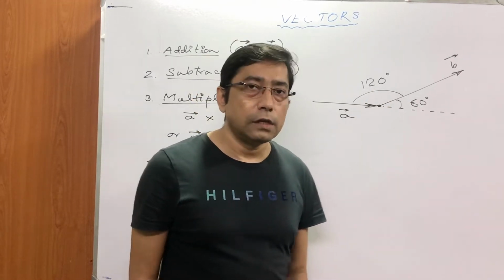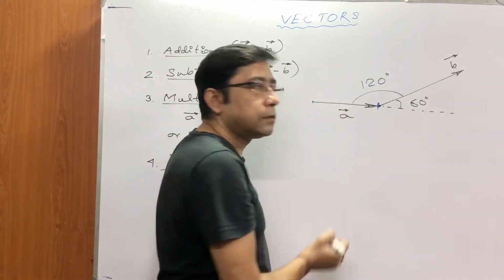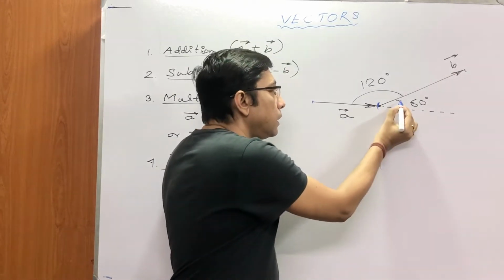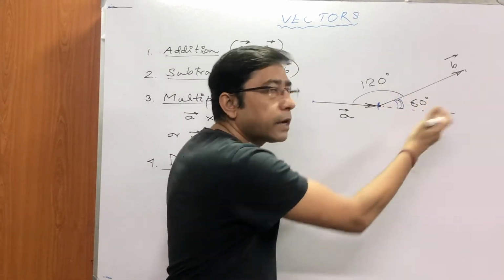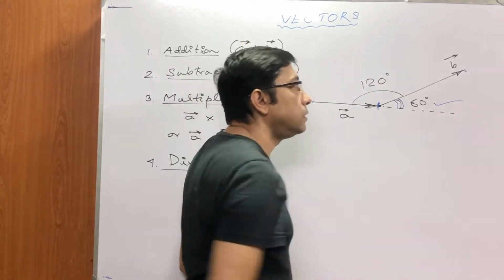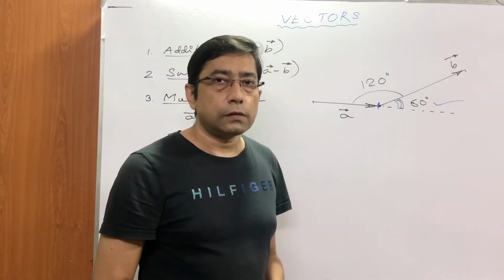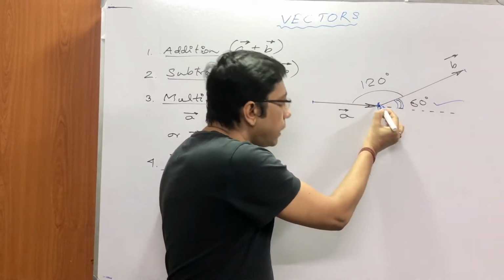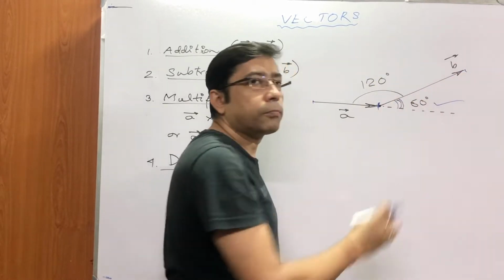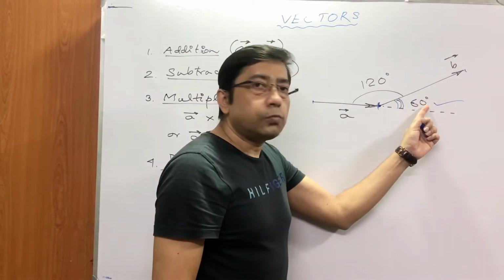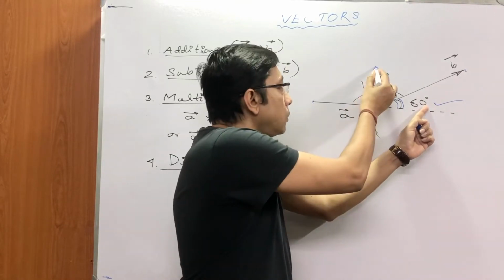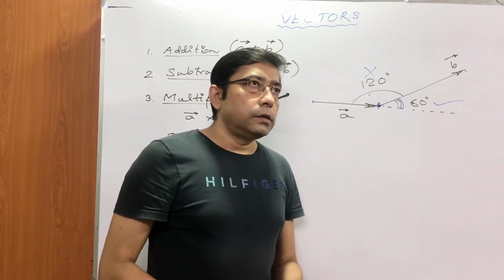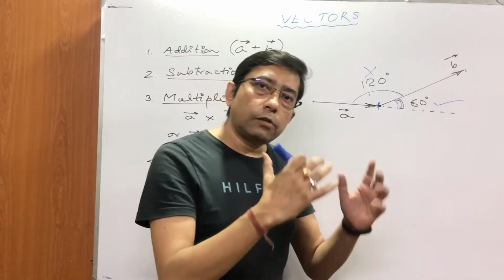See, the idea is when one vector ends and from that the next vector starts, then the exterior angle, the outside angle, has to be considered as the angle between the two vectors. Remember this point. When two vectors act in such a way that one vector ends and from that point the second vector starts, then the exterior angle is to be taken as the angle between the two vectors and not the interior angle. Okay?